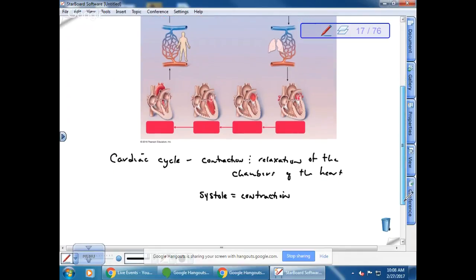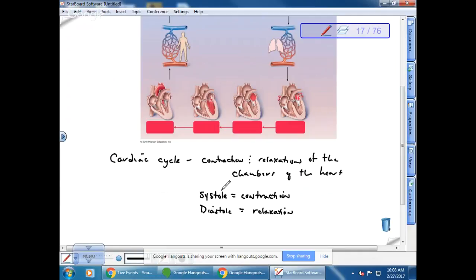Not asystole because that's without contraction. I guess you could say it would be asystole, but it's actually called diastole. So this would be relaxation. Okay. So where have you seen systolic and diastolic before? Blood pressure, right? And that actually has to do with ventricular systole. So ventricular systole is the higher number when we talk about blood pressure, and ventricular diastole is the lower number.